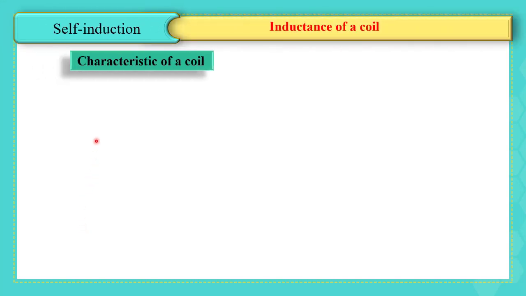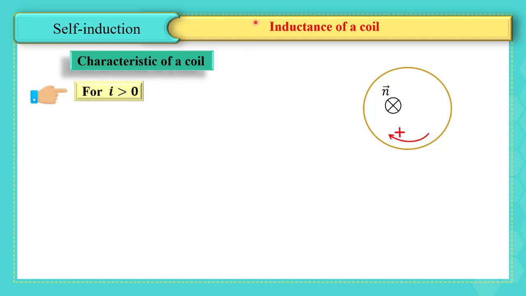Now, as we saw earlier that the resistor is characterized by its resistance R, or the capacitor is characterized by its capacitance C, also the coil is characterized by a constant called inductance of a coil. In order to determine the expression of this constant, let's use the expression of the magnetic flux.